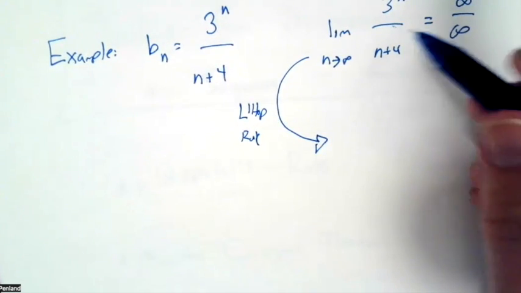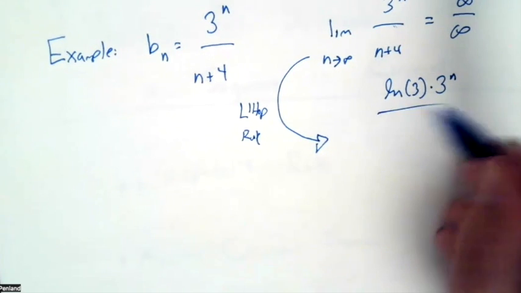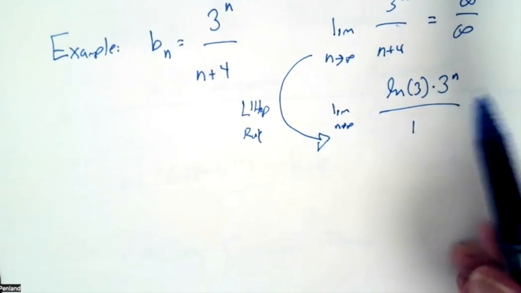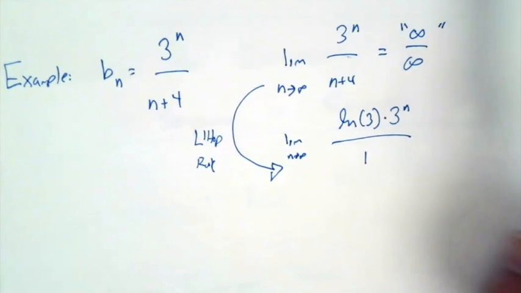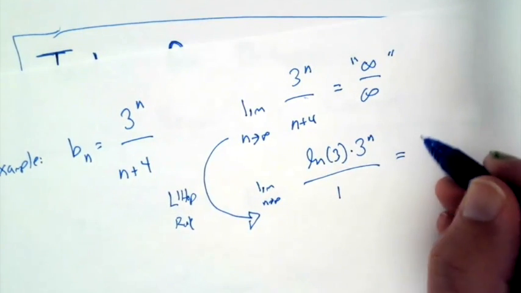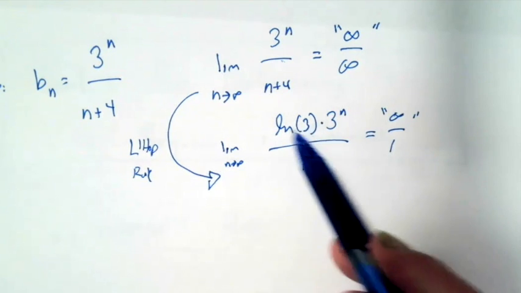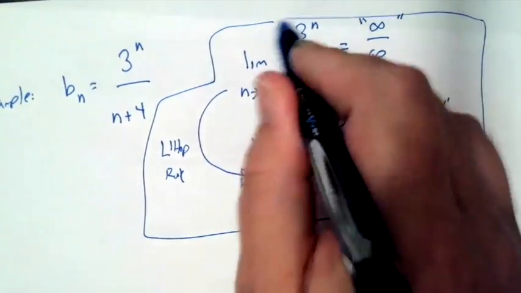The derivative of the top would be natural log of 3 times 3 to the n. The derivative of the bottom would just be 1. Now I'm comparing an exponential on the top to a constant on the bottom. So the limit as n approaches infinity is infinity over 1. Top is approaching infinity. The bottom is just staying 1. So the answer would be infinity. This sequence we have shown does not converge.